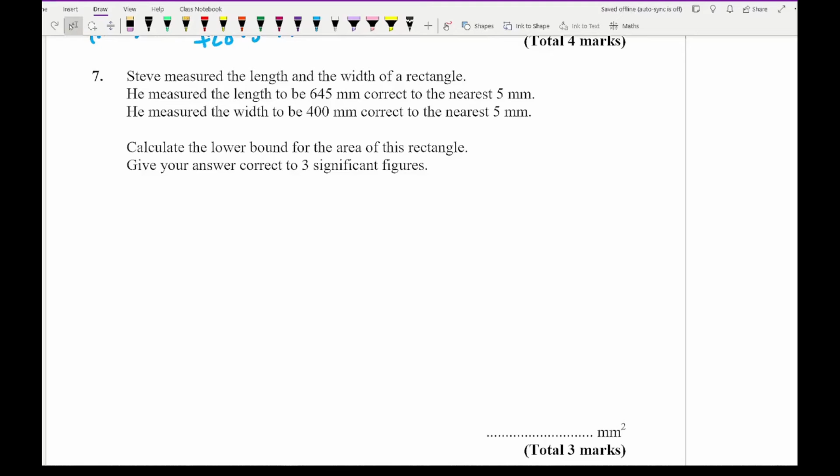So looking at question 7, it says that Steve measured the length and width of another rectangle. He measured the length to be 645 millimeters to the nearest 5 millimeters, and the width is 400 to the nearest 5 millimeters. And the question is asking, calculate the lower bound of the area of this rectangle. So again, to work out the area, I do length times the width. So what I need is to find the lower bound. So I want the lowest of the lengths and the lowest of the width.